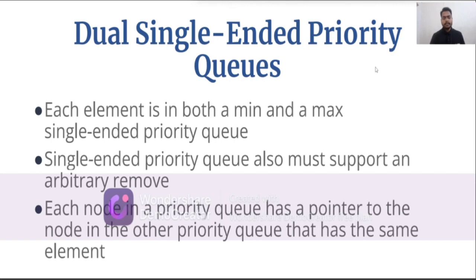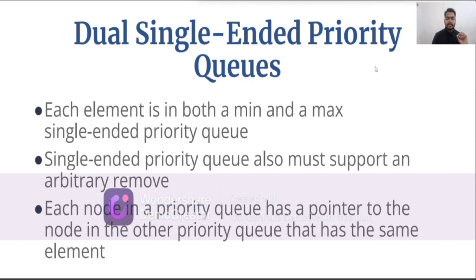Dual single-ended priority queues. How can we implement doubly ended priority queues using dual single-ended priority queues? This is very simple: each element should be present in both a min and a max single-ended priority queue, in the minimum as well as in the maximum. Here, min priority queue means we can remove min, and max single-ended priority queue means we can remove max. It means the method remove max is present in the max single-ended priority queue, right? So I think I'm clear here.